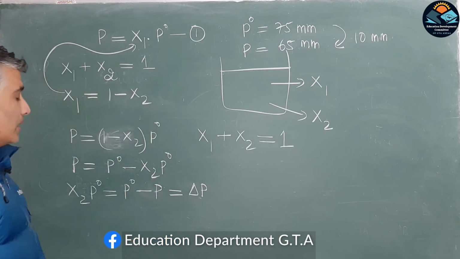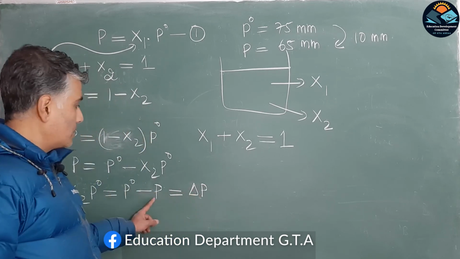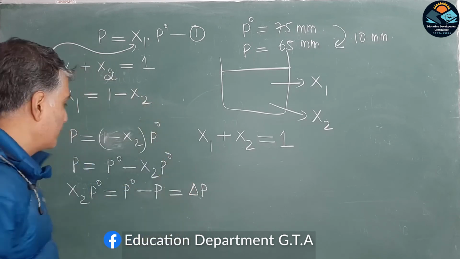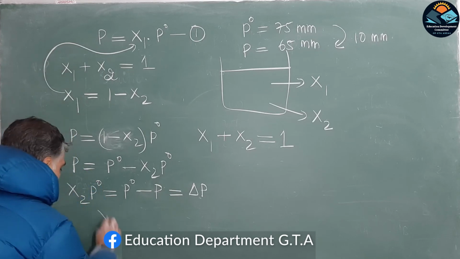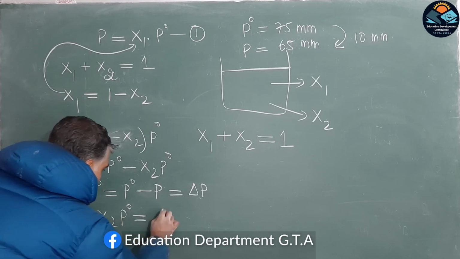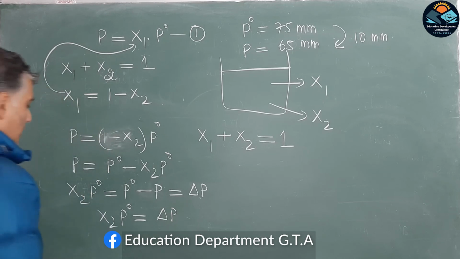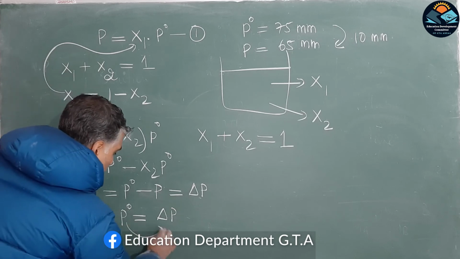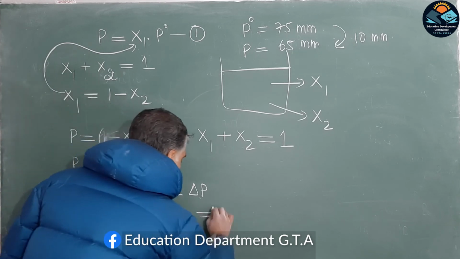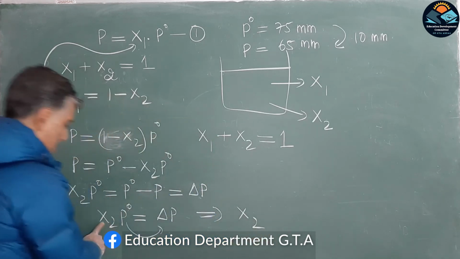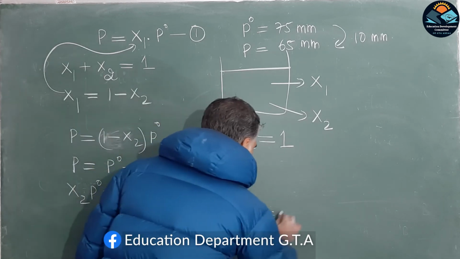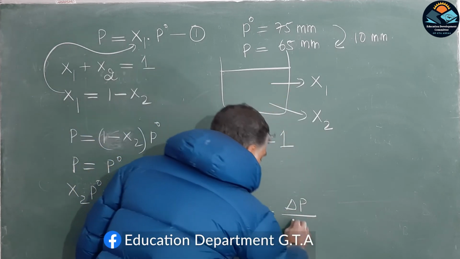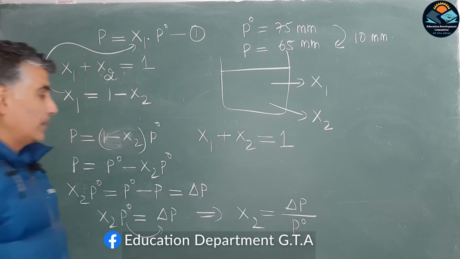What is the meaning of delta P? The difference of vapor pressure. Delta stands for difference, so delta P is the amount by which the vapor pressure has come down. Okay, so I have x2 P degree equals delta P. Let me bring P degree to the other side. This side there is x2, P degree goes and divides the other side. So delta P, that is the lowering of vapor pressure, the amount by which the vapor pressure has gone down, is now divided by the vapor pressure of the pure liquid.